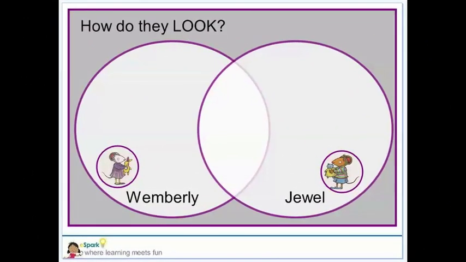Let's think about how Wemberly and Jewel look. We could say that they both wear stripes. So since that's something that is comparing them, or telling about them both, it goes in the middle, where the two characters' circles overlap.